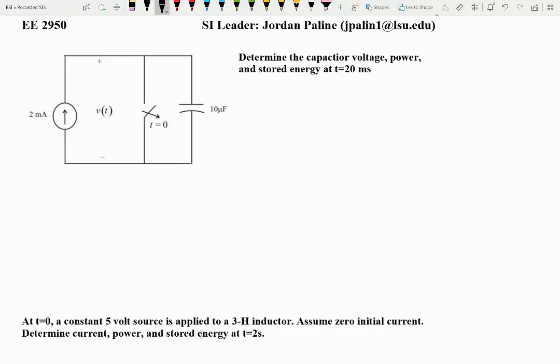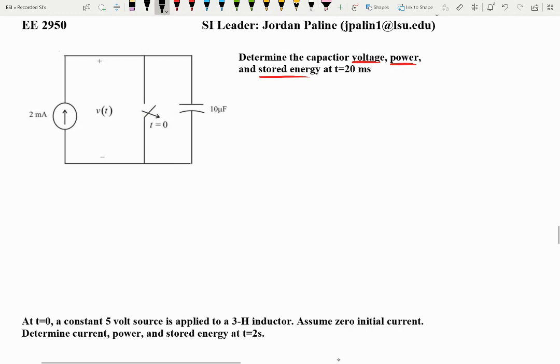This problem is asking us to determine the capacitor voltage, power, and stored energy at time equal to 20 milliseconds. Okay, so taking a look at this circuit, let's see what we have here.